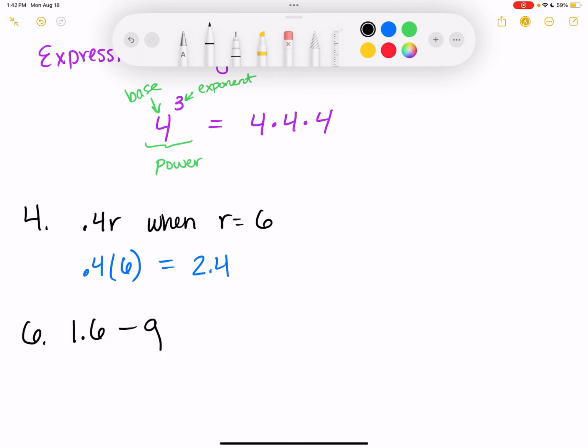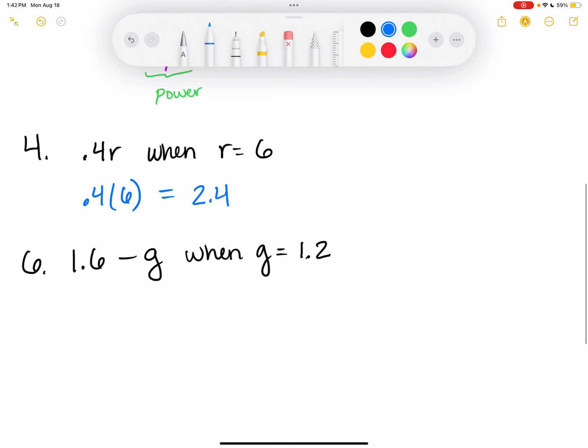1.6 minus g when g is equal to 1.2. So I'm going to plug in 1.2 for g. So I'll have 1.6 minus 1.2. And what would that be equal to? 0.4. Yep, 0.4.